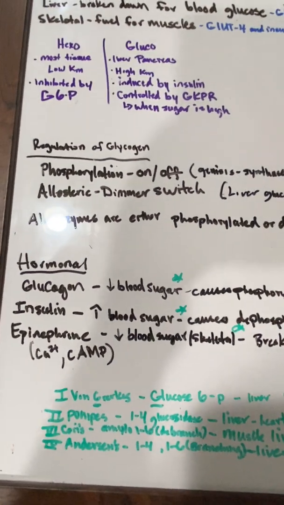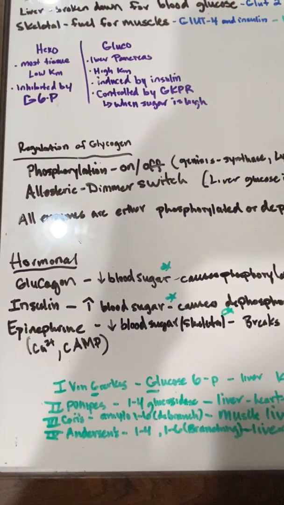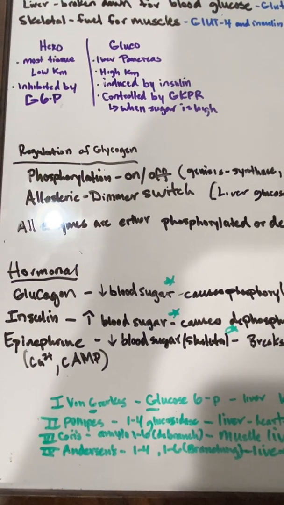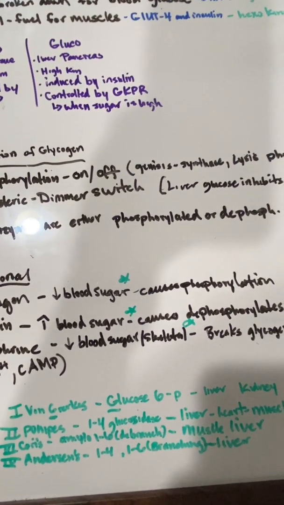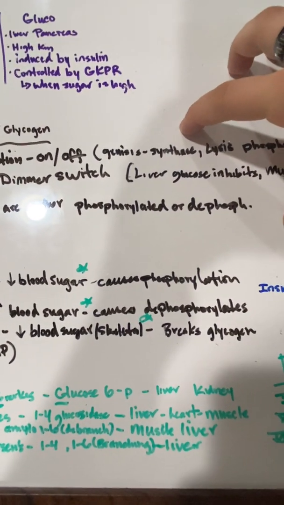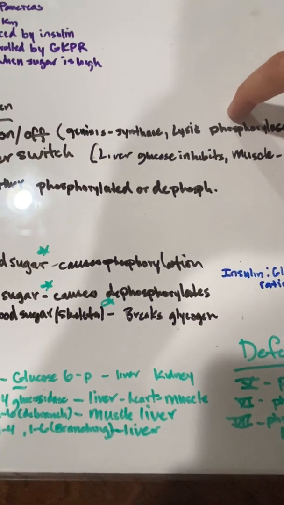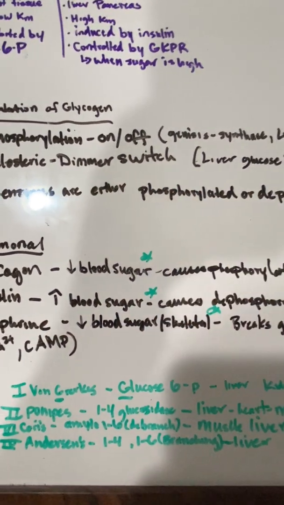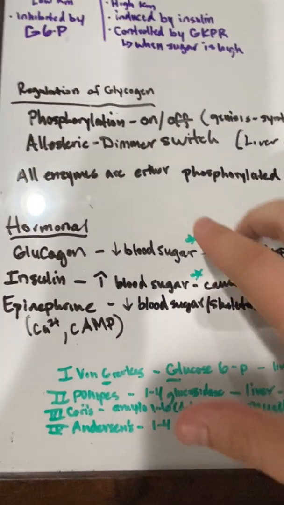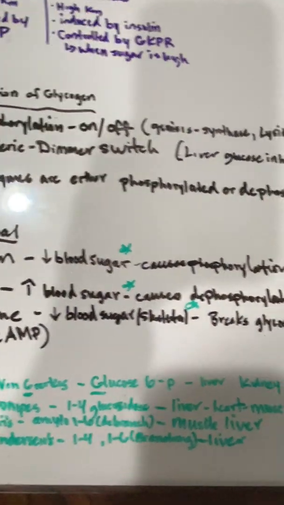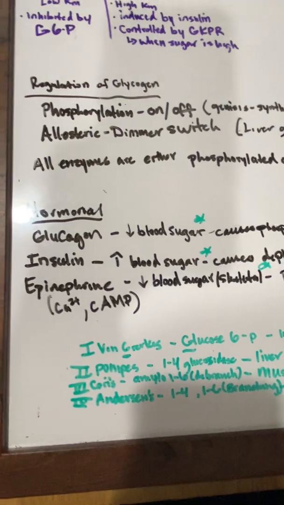So let's go to the regulation, which is this guy. There's a couple things that we need to understand. There's phosphorylation, and in the videos he talks about it being an on and off switch. So in glycogenesis we have synthase, right? We're going to be building up, and then in glycogenolysis we have phosphorylase. We also have allosteric regulation, which is like a dimmer switch. And all enzymes are either phosphorylated or dephosphorylated, so they're either on or off, pretty much.